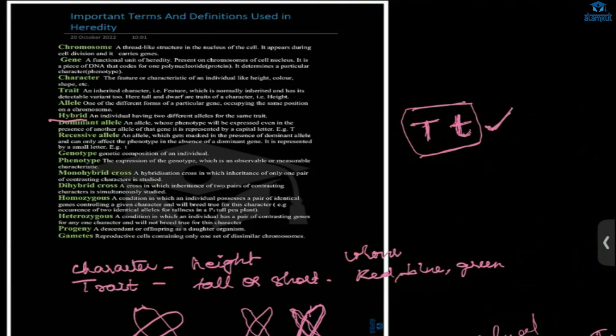Now let's see hybrid. This is hybrid. Different alleles are there, not the same type of allele. This is the same. This is a hybrid individual.